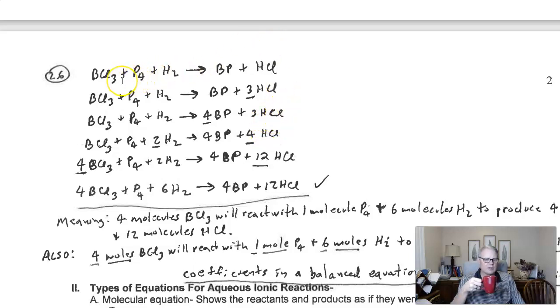The other one is red phosphorus. What color is red phosphorus? Yeah, kind of red. And it's formed in a network covalent type structure. Red phosphorus is kind of poisonous and kind of flammable.